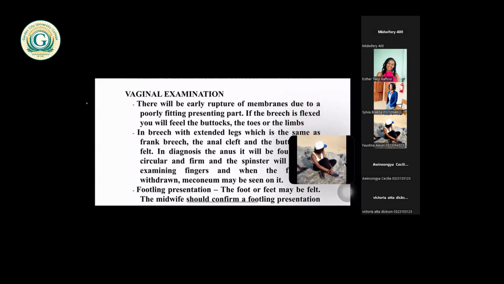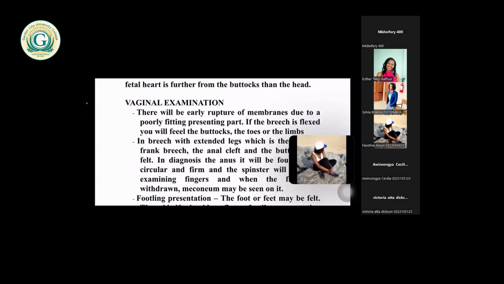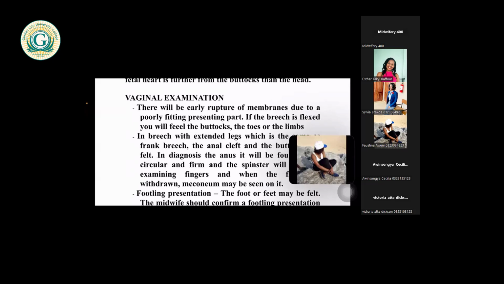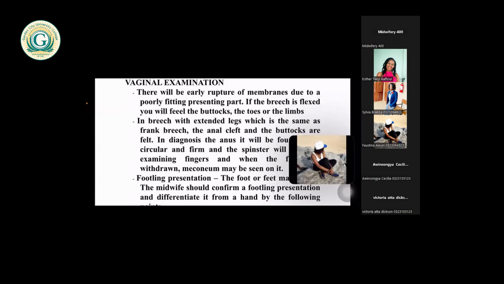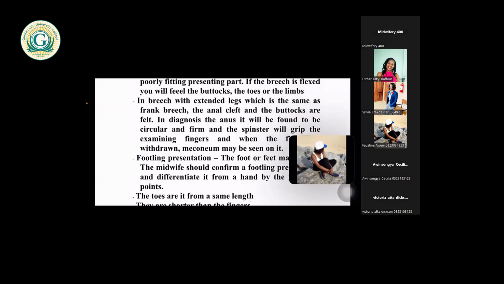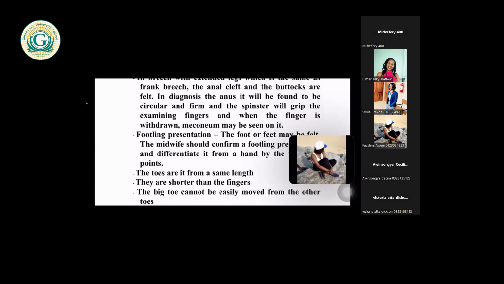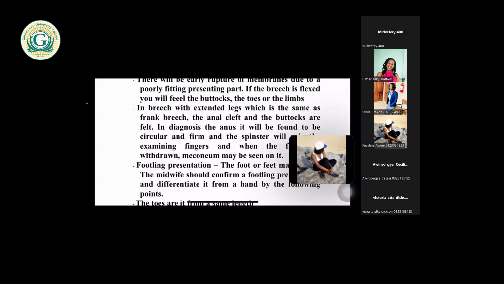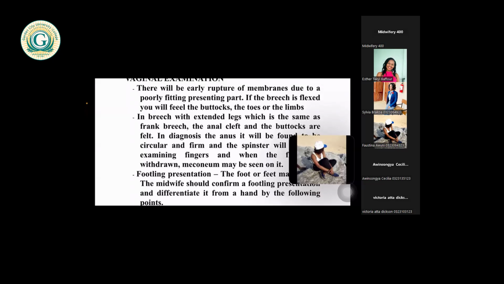Okay, so during VE, how to diagnose a breech presentation: there will be early rupture of membranes due to a poorly fitting presenting part. If the breech is flexed, you feel the buttocks, the toes, or the legs. In breech with extended legs, which is the same as frank breech, the anal cleft and the buttocks are felt. In diagnosis, the anus will be found to be circular and firm, and the sphincter will grip the examining fingers, and when the finger is withdrawn, meconium may be seen on it. I hope most of us have felt this before. Mostly you enter with your hand, and coming out, you see meconium.